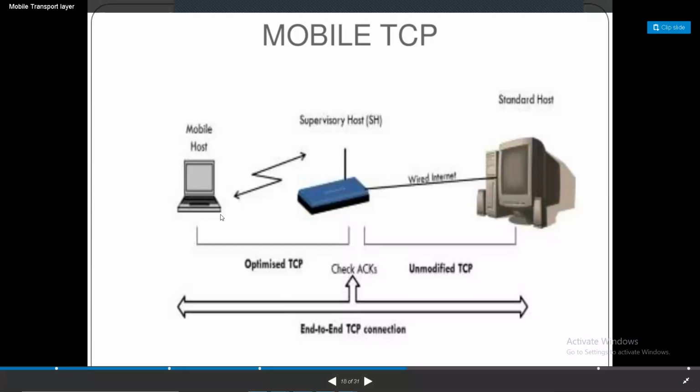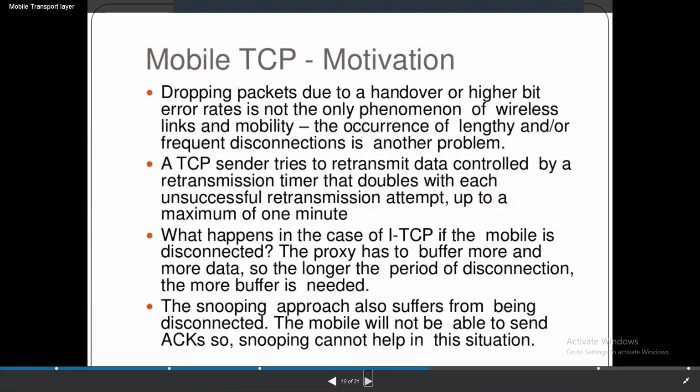See the diagram once again. This is the end-to-end TCP connection between the supervisory host, standard host and mobile host. The TCP connection is divided into two parts. One is optimized TCP, between the mobile host and the supervisory host. The second connection is unmodified TCP, between the standard host and the supervisory host. Now, see why we are using the supervisory host here. The supervisory host plays an important role in mobile TCP.